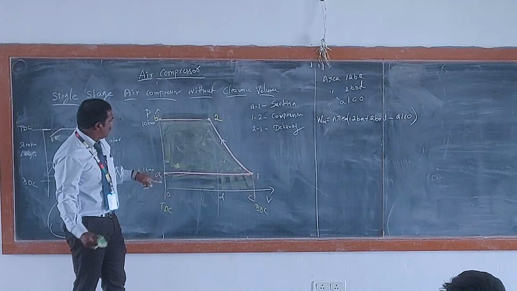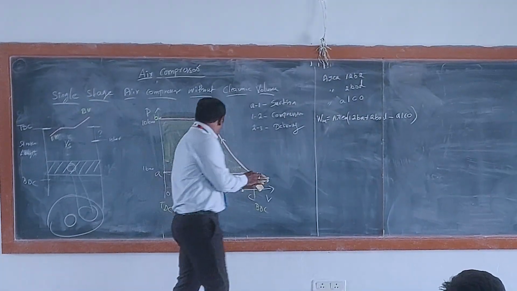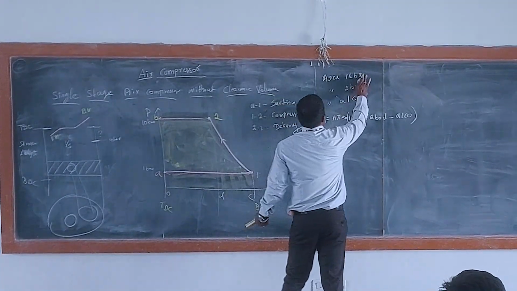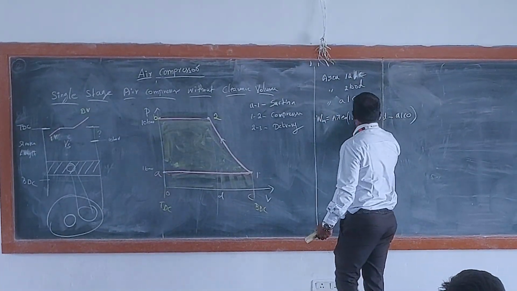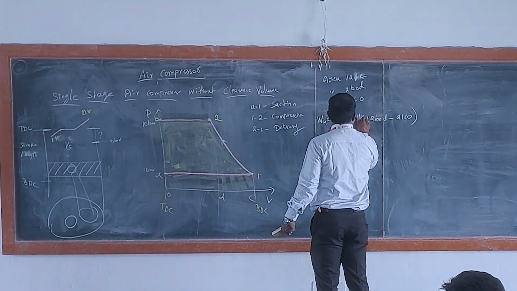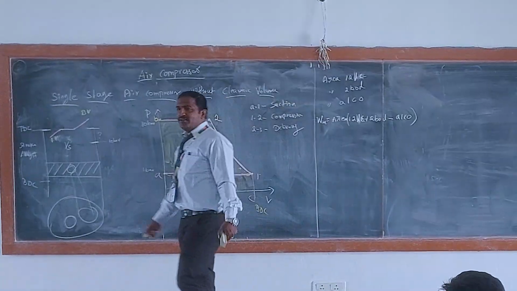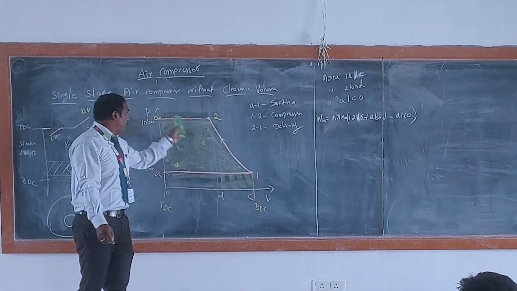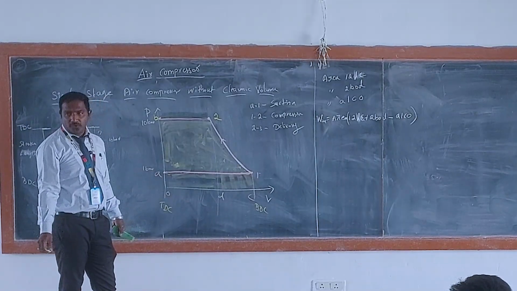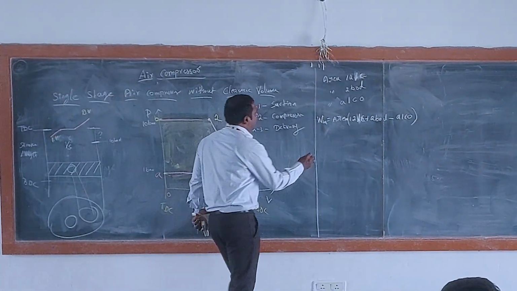Got it? Oh, sorry. First one 1 to DC. Now it's clear, right? So first area only we are taking this area only. Okay, it's not a B and C. Got it? Now it's very simple.